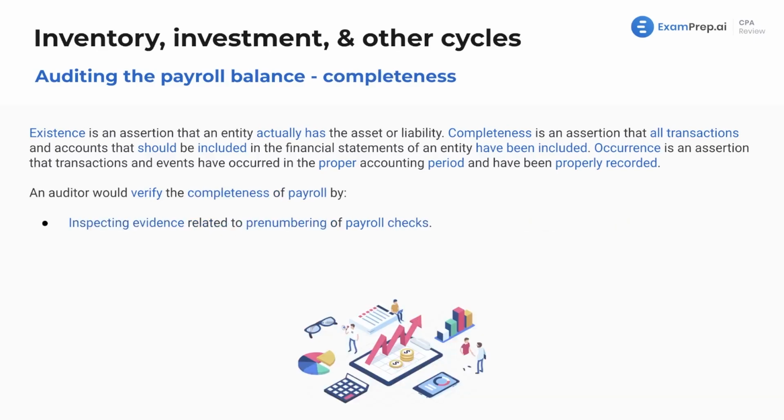Completeness, what are we going to do here? Well, we can inspect evidence related to pre-numbering of payroll checks. Every document, purchase orders, everything, you should have pre-numbering. So it's document 1, 2, 3, 4, 5, and so on up the line. You just keep going.